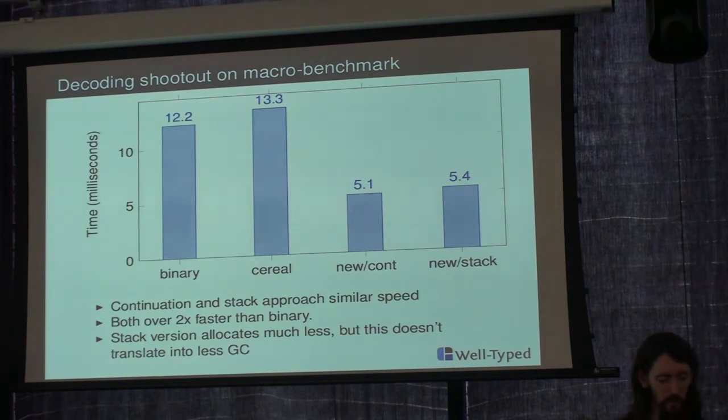We've got two implementations that are dramatically faster than the existing binary serial, both over twice as fast. As I said earlier, the stack version allocates considerably less, but this doesn't seem to translate into actually spending less time in the garbage collector, and I don't know why that is yet. So I'm hopeful that the stack approach can be pushed even further, but if not, we'll just use the continuation one. Whatever's faster.